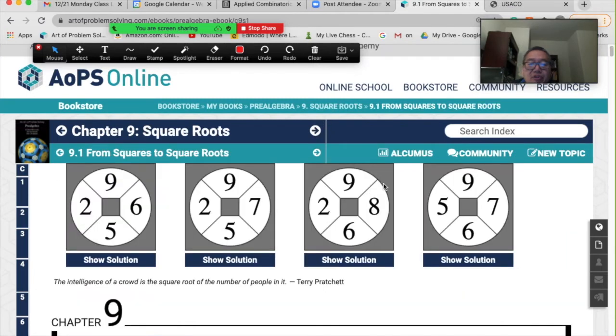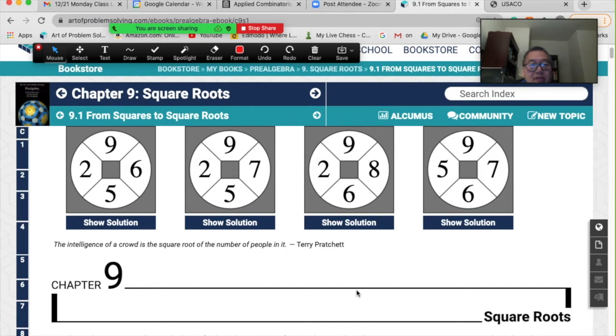Now we can go to chapter 9. So this is square roots. Annie, can you tell me, do you know what a square root is?